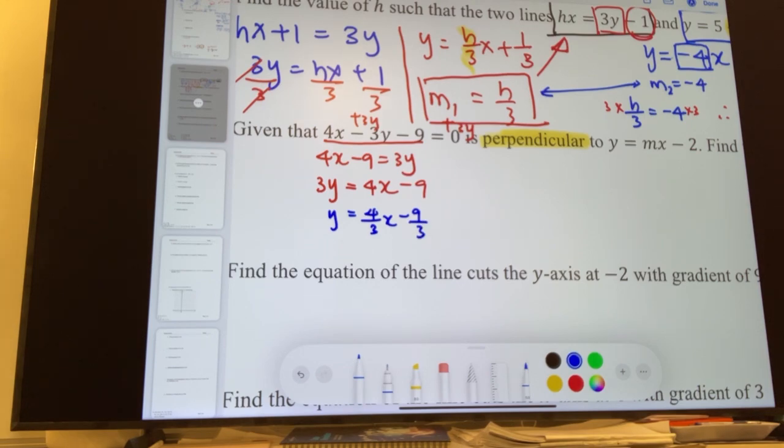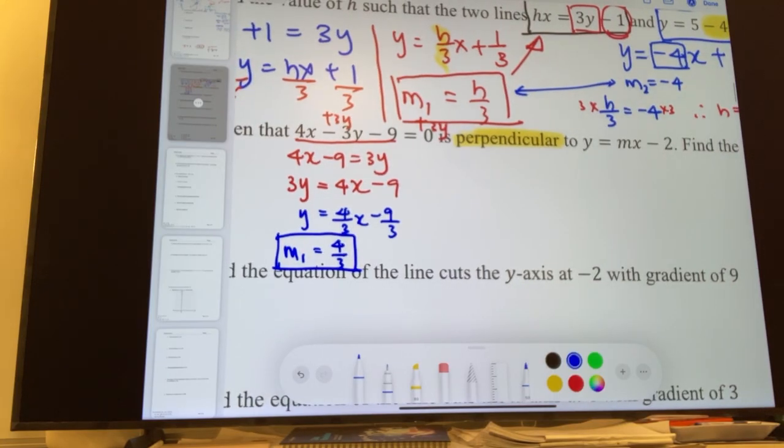And that means you know the gradient, right? So let's write out our M1. M1 is 4/3. So this is important. I'm going to box it because there's something I'm going to deal with. Repeat again with the second equations, which is this one.